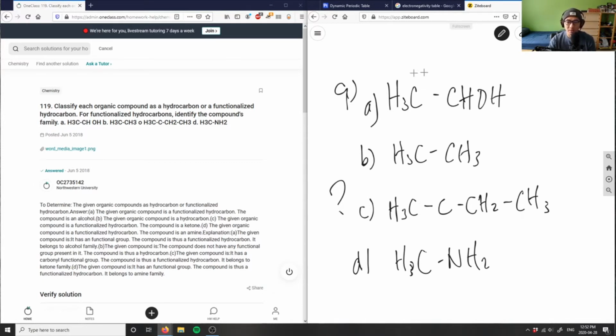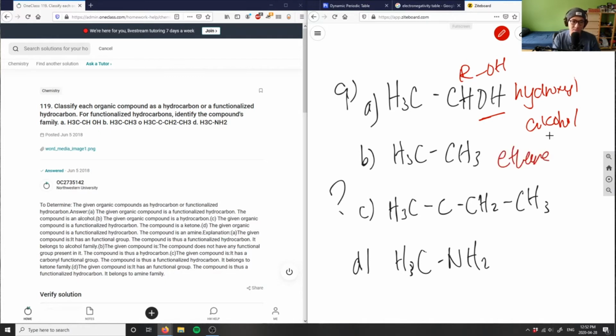So A here is a functionalized hydrocarbon because I have a hydroxyl group, right? This OH gives it away that this is a hydroxyl group. Therefore, this is an alcohol, because R bond OH is my hydroxyl group. B here is simply just ethane, so this is simply a hydrocarbon. I don't have any functionalized hydrocarbons here. B is a hydrocarbon.